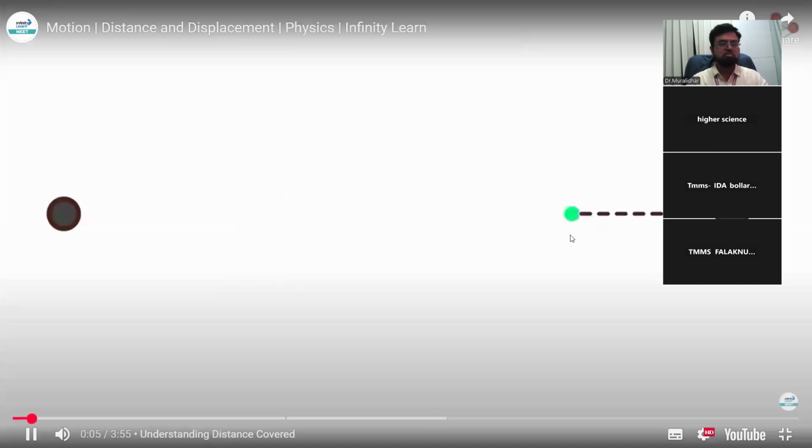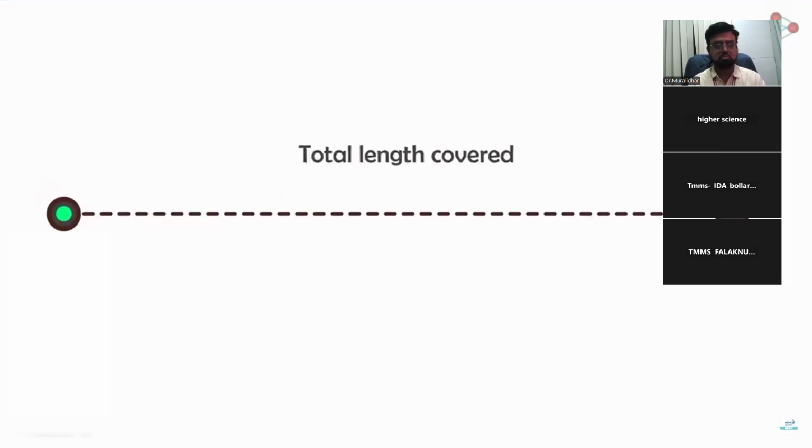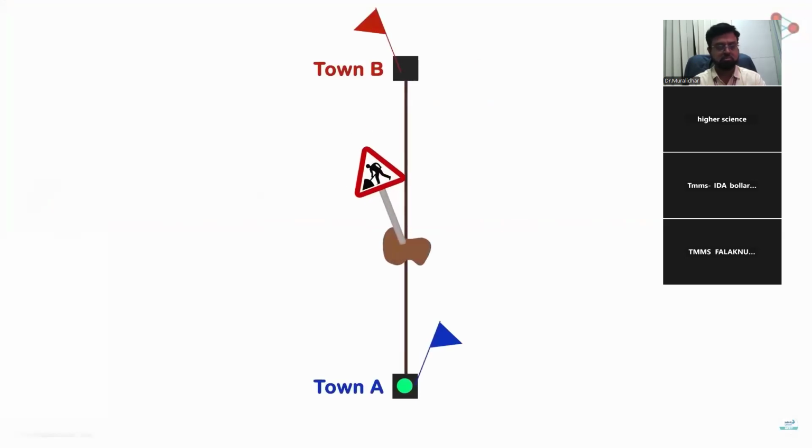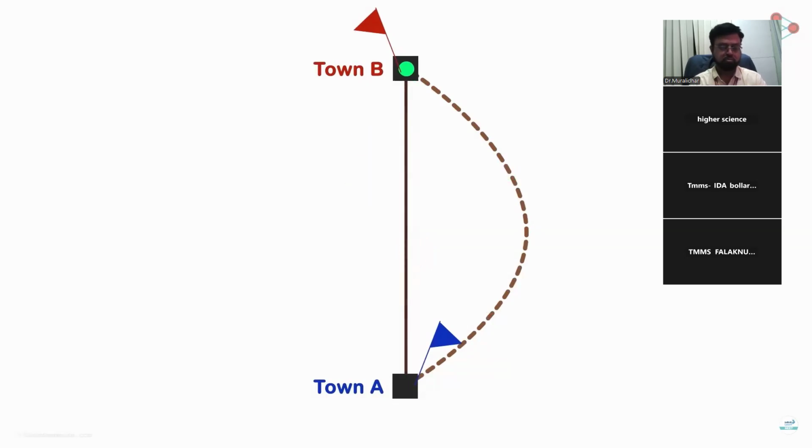When we move from one place to another, the measure of total length we cover is called the distance. So you have to travel to this town and the best route is straight up north. But because of roadworks along the way, we have to take a detour and the distance covered would be something like this. Now when the roadworks are completed, the distance needed to be covered will be something like this.